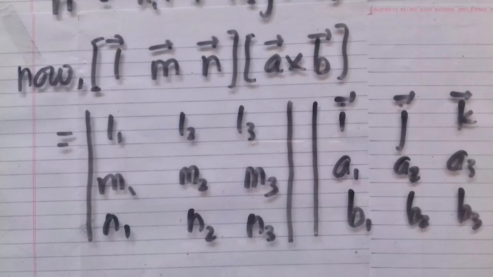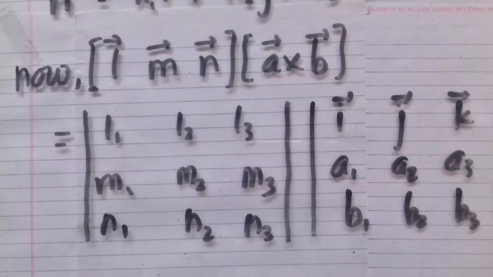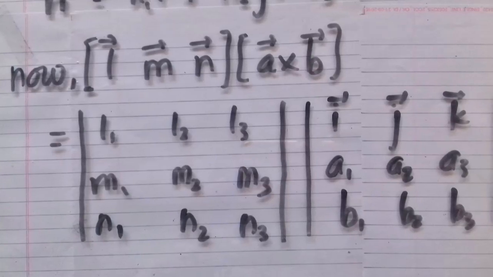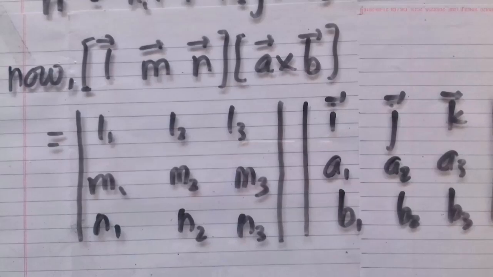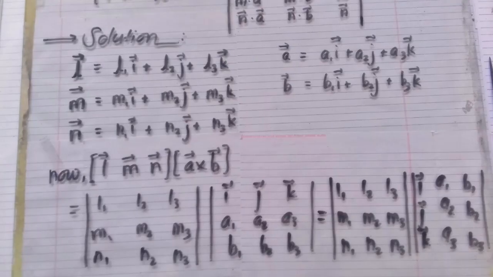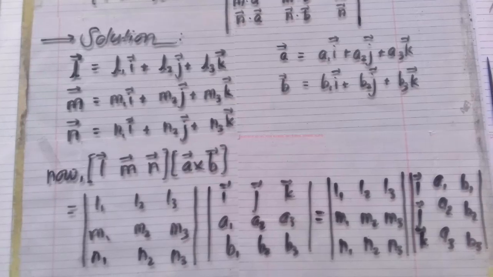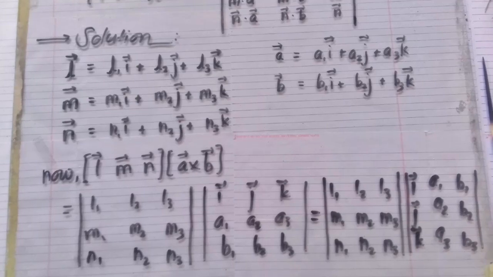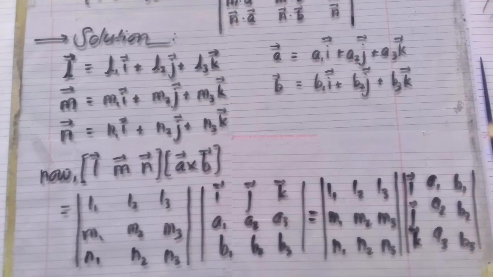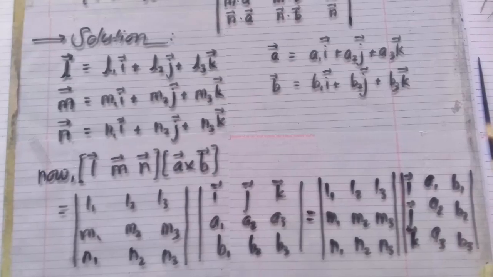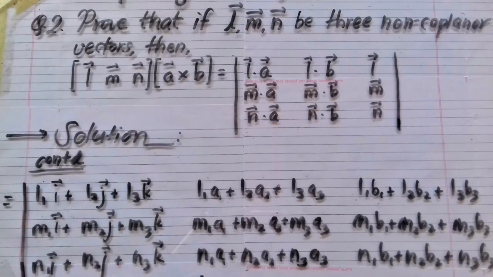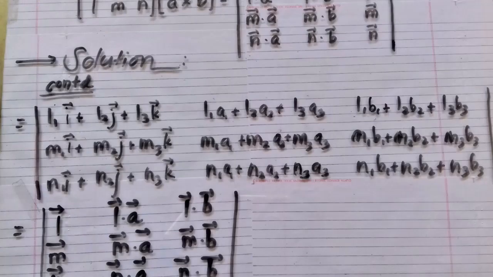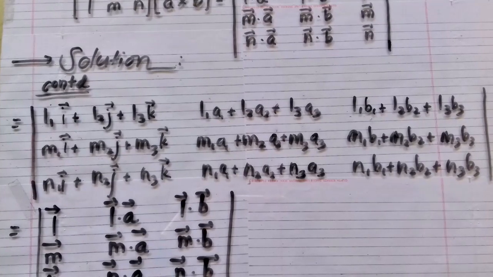We are expressing vectors L, M and N in the form of a determinant, and for A cross B we are expressing them in determinants using I, J and K as we studied earlier. And using the laws of matrices and determinants, we are writing the transpose for the second determinant. Then we perform matrix multiplication for the two matrices of order 3 by 3. As we know, L1 I plus L2 J plus L3 K equals vector L, which we supposed earlier during the solution.